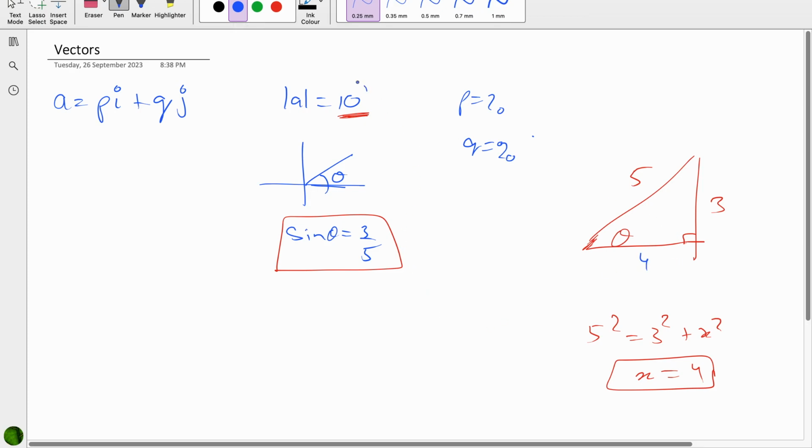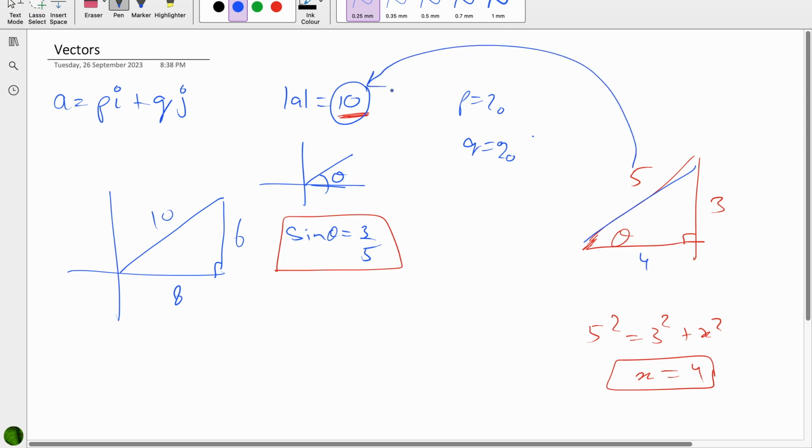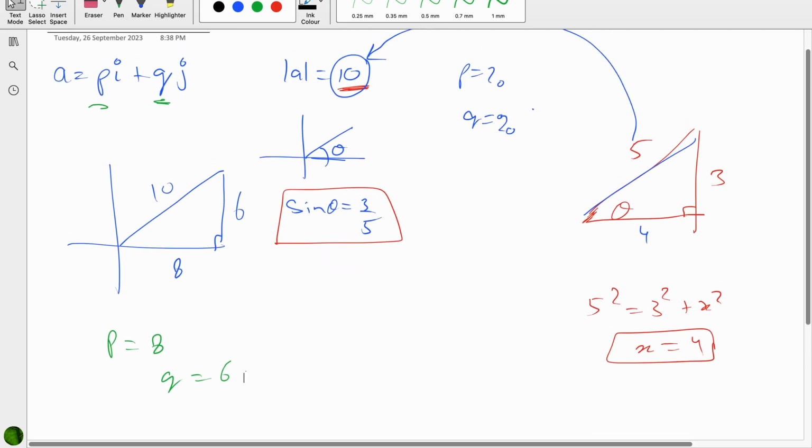This is just a coincidence that this 10 is exactly 2 times this 5. So we know that the actual lengths would be 10, 6 and 8. This may not be the case every time, but yes, they are similar triangles. We can always solve them using similarity. So P and Q, may I say P is equals to 8 and Q is equals to 6? Any confusion in this part?